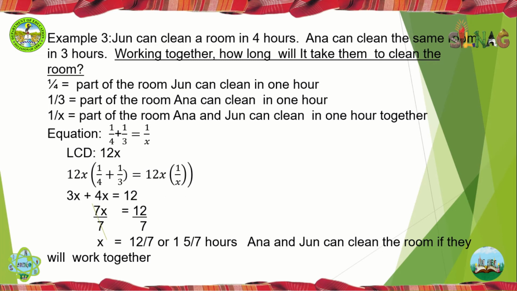Then 3X plus 4X is 7X is equal to 12. Then to solve for the value of X, we divide the two sides of the equation by 7. Then we cancel 7 at the left. So what is left now is X is equal to 12 over 7 or 1 and 5 over 7 hours. So Anna and June can clean the room if they work together. They will finish it in 12 over 7 or 1 and 5 over 7 hours.